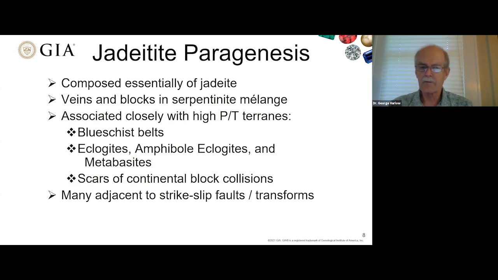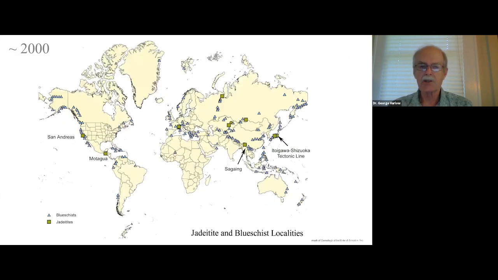Another important factor in terms of sourcing jade is they're almost always associated with lateral faults on the planet, much like the San Andreas in California or the Sagaing Fault in Myanmar. If we actually look at a map where the blue triangles represent blueschist terrains, you can see that they form linear bands, and they represent the former convergence of the tectonic plates on Earth.